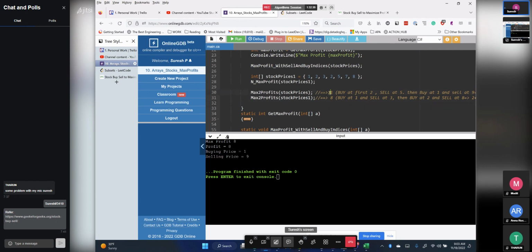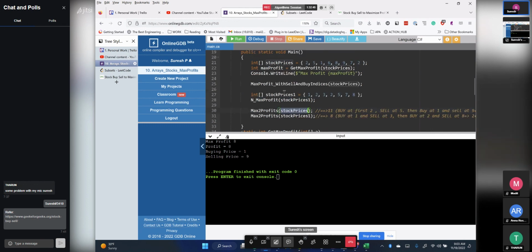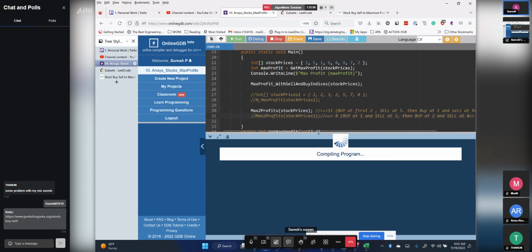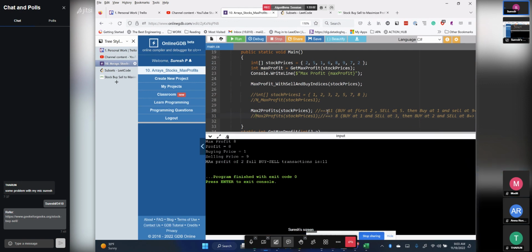This will take, see, you can get 11, and max profit price for this one, max two profits basically for this one. Okay, so let me comment this. So if I say this, yeah, so initially you got 8, right?